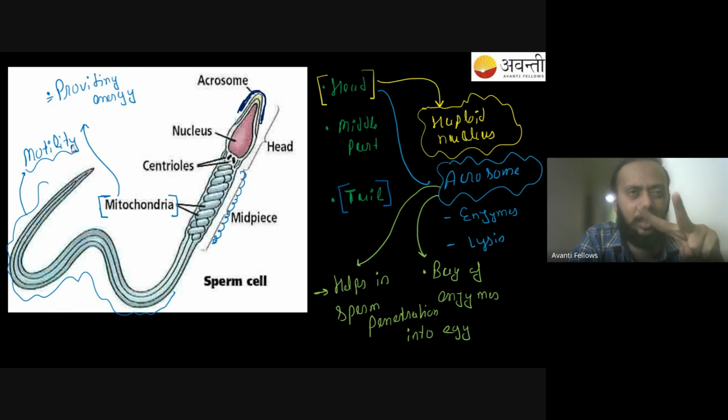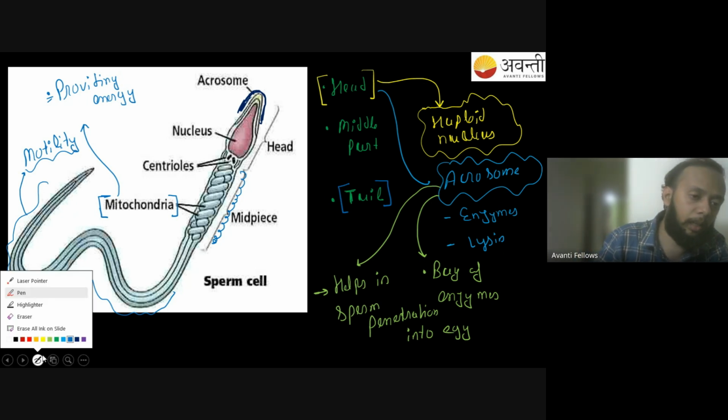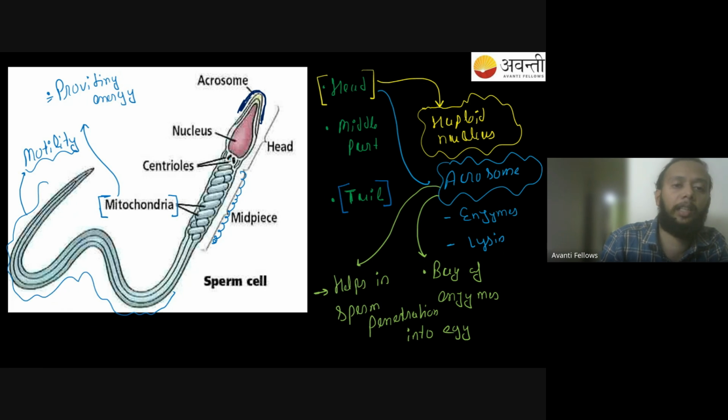Now there are two things you have to remember over here. You have a neck region. You can see a small neck region over here, and the neck region will have the presence of a centriole. Now there is one thing you have to be very clear with, that the centrioles over here are going to be of two types.